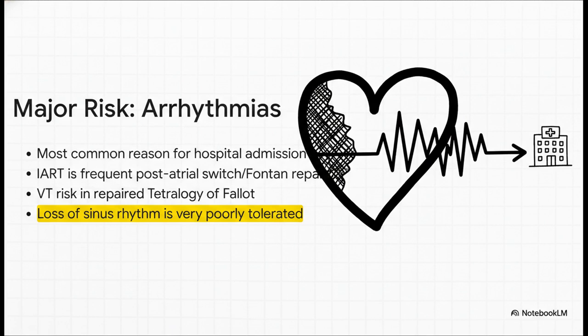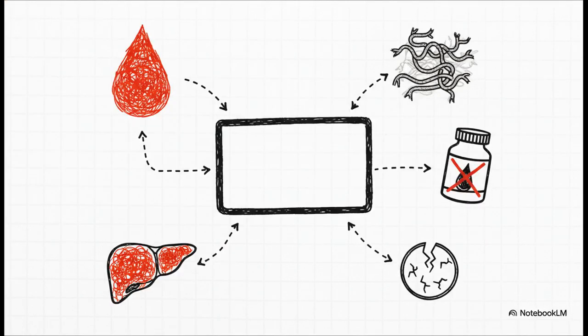And here's the critical bit. These patients often have a fixed cardiac output. They desperately need that normal sinus rhythm to fill their ventricles properly, so they tolerate losing it really, really badly. These patients are also very prone to bleeding, and it's not just one thing.